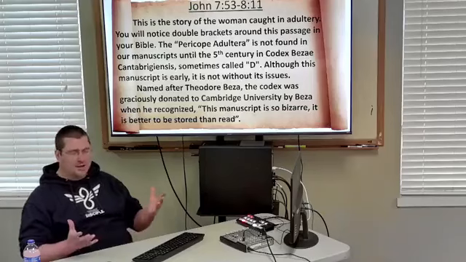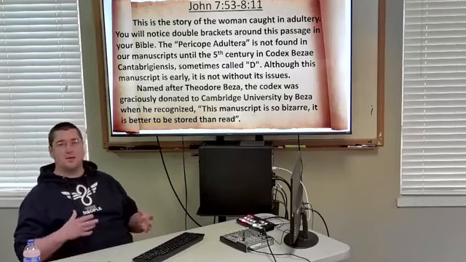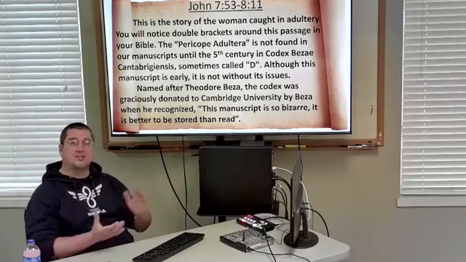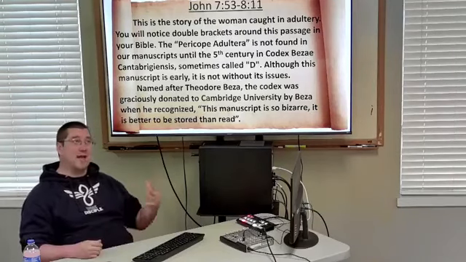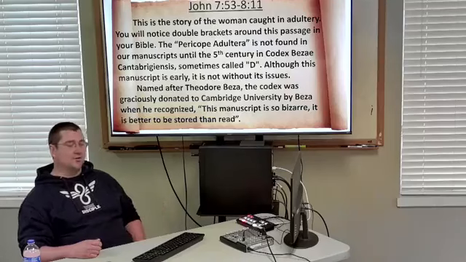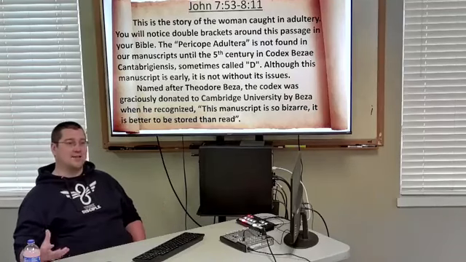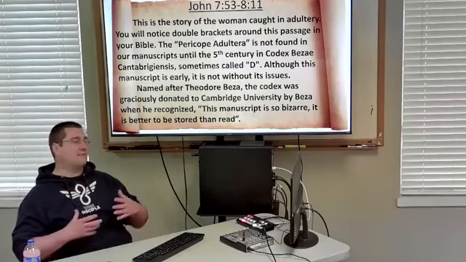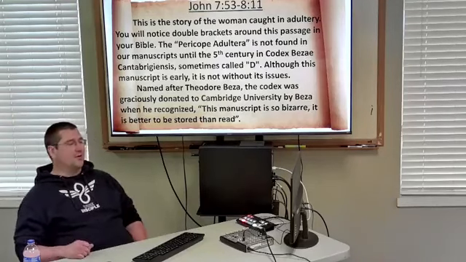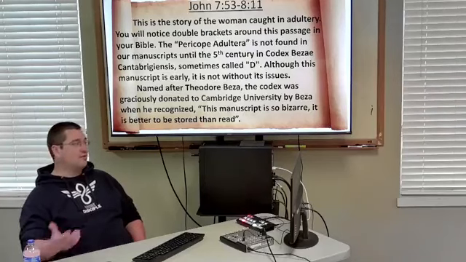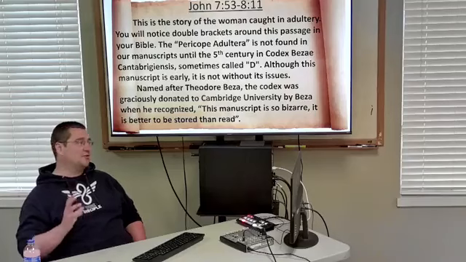A lot of times manuscripts get their names from either the people who find them or the place where they're found. We have manuscripts like Codex Sinaiticus, which was found at St. Catherine's Monastery on the Sinai Peninsula, or Codex Vaticanus, which was found in the Vatican Library. A lot of people hear Codex Vaticanus and think Vatican, that's a Roman Catholic text. It's a Greek manuscript. It was found in the Vatican Library, which is huge, and that's where it gets its name. So Codex Bezae, after Theodore Beza, Cantabrigiensis because it was given to Cambridge.